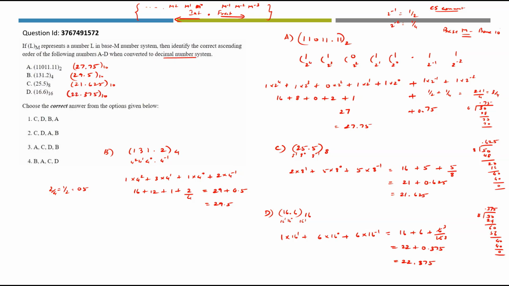So this is 22.375. We have to arrange it in ascending order. Which is the lowest number here? It is 21. So C comes first. Then we have 22, it is D. Then we have 27, it is A. Then we have 29, it is B. C, D, A, B. Option number 2 will be the right answer.